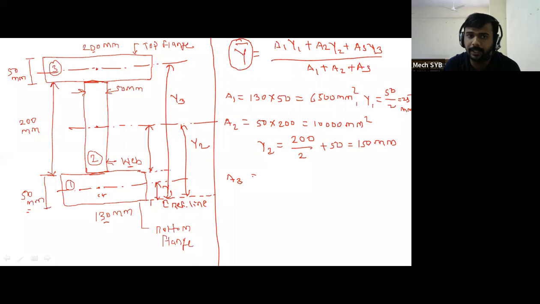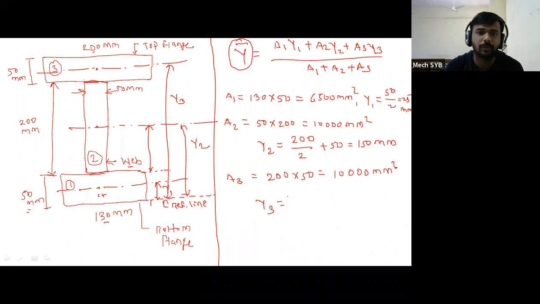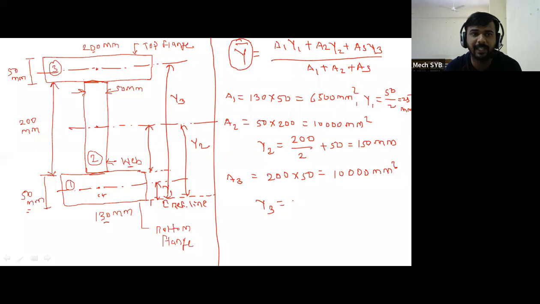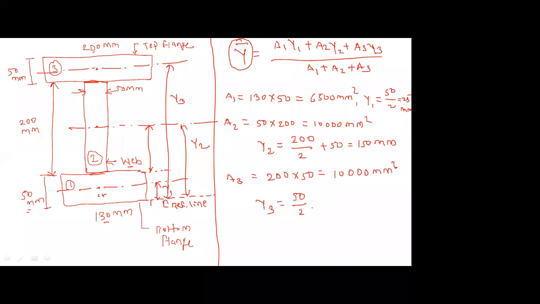Then A3 is equal to again 200 into 50 is equal to 10,000 mm square. And then your Y3 is equal to. So what is the vertical dimension of section number 3? Section 3 चं vertical dimensions किती आहे? 50. 50 divided by 2 plus remaining distance 200 plus 200 plus 50.